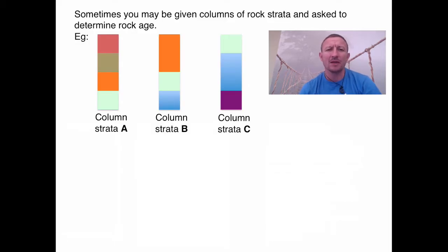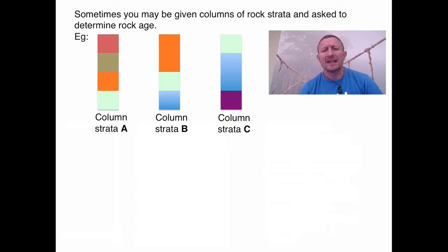Another way is you might be given a situation like you've got here, where you're given columns of strata of rock. Now this is done a lot by geologists, especially if they're drilling and they're looking for certain types of rock. What they'll do is they'll get a deep drill, they'll drill down, and then they'll take what they call core samples, and they will analyze the core samples.